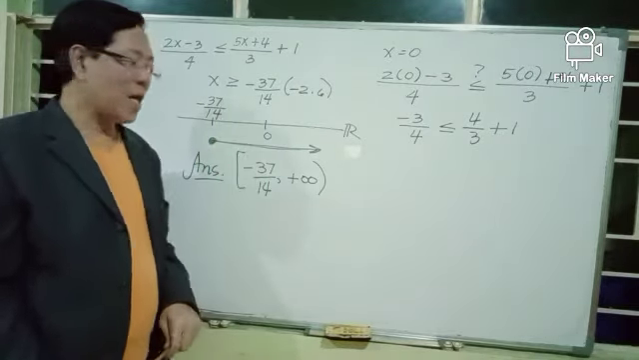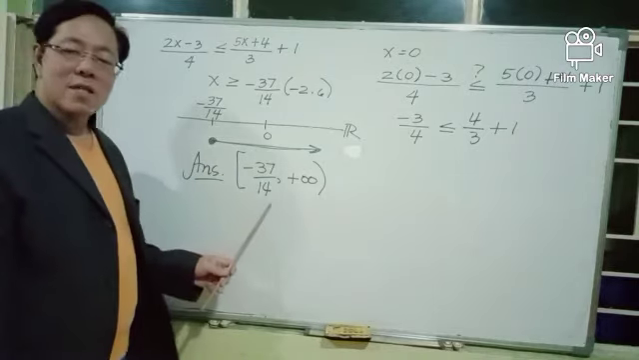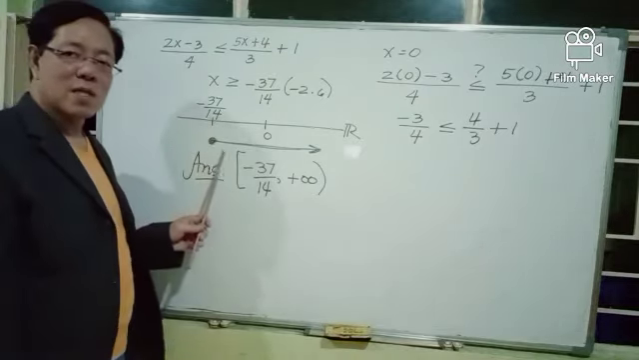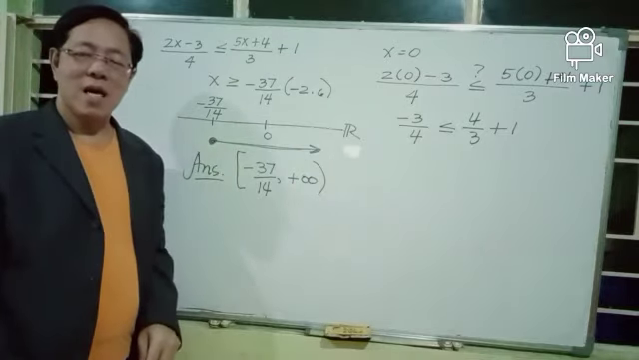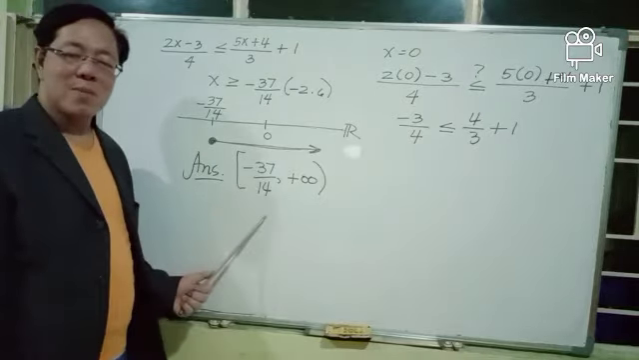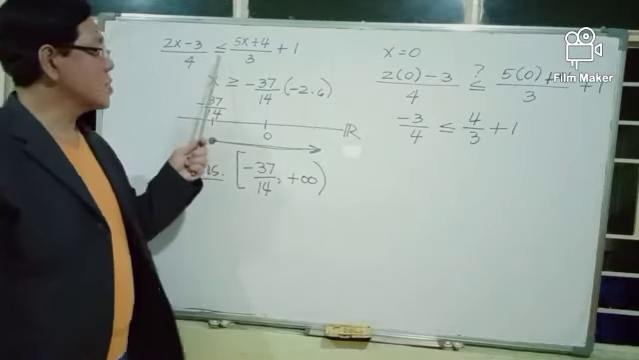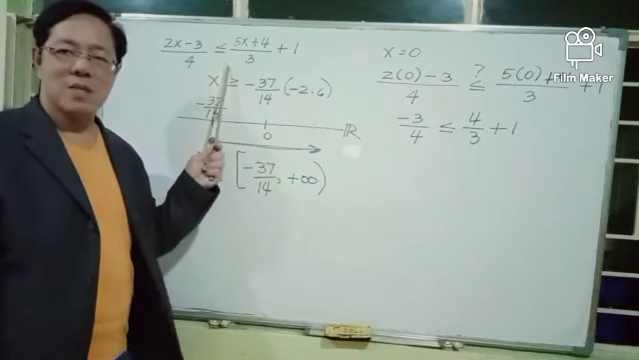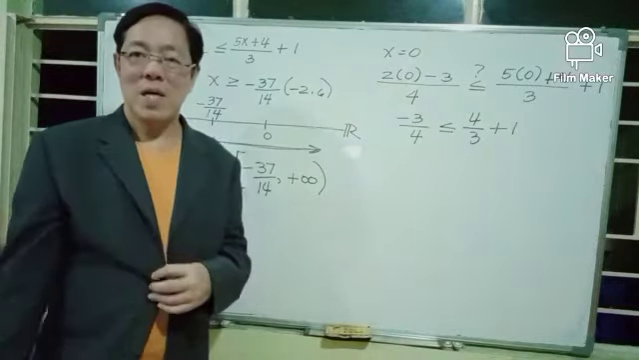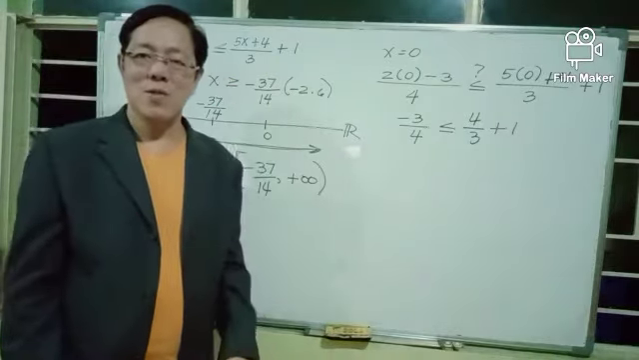And you may take other values of x as long as those values of x are in this half open interval, or between negative 37 over 14 up to positive infinity. Take any real number from negative 37 over 14, including negative 37 over 14, and you substitute that in the given linear inequality, and you check if the inequality sign will be satisfied. But this one value of x would suffice, would be enough to tell us that we must have obtained the correct solution.